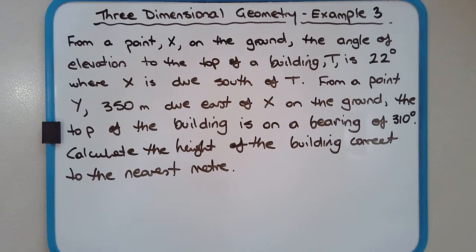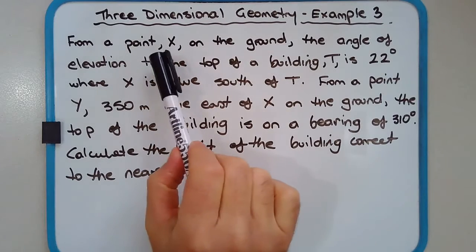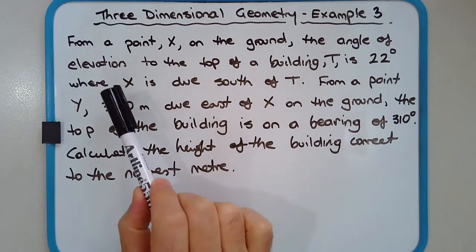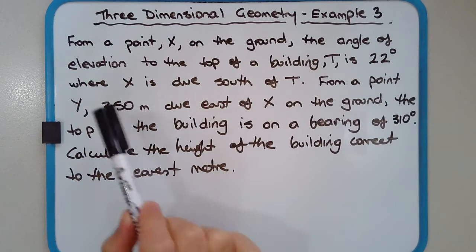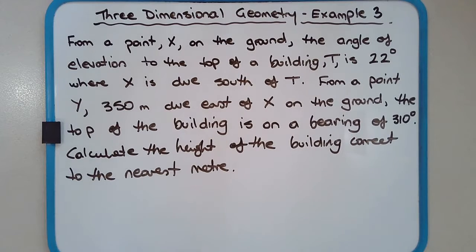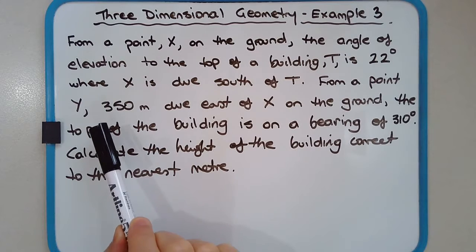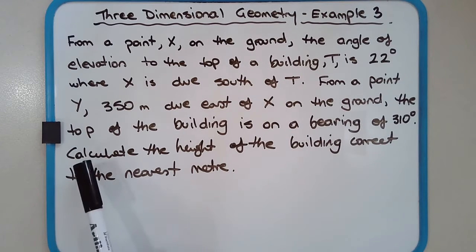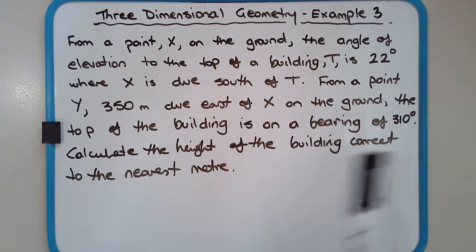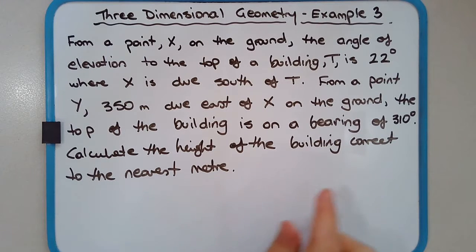Here's another example involving three-dimensional geometry where we've got to find the height of a building. From a point X on the ground, the angle of elevation to the top of a building T is 22 degrees, where X is due south of T. From a point Y, 350 meters due east of X on the ground, the top of the building is on a bearing of 310 degrees. Calculate the height of the building, correct to the nearest meter.